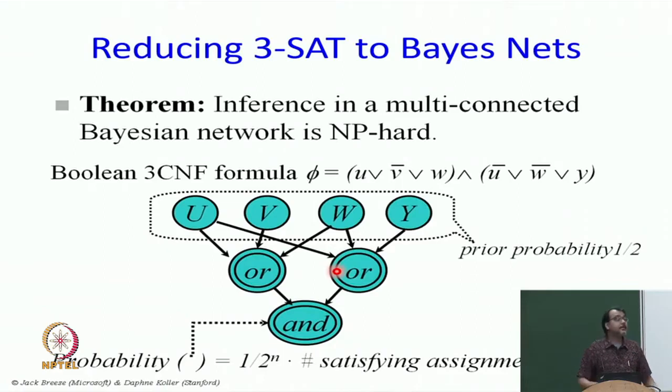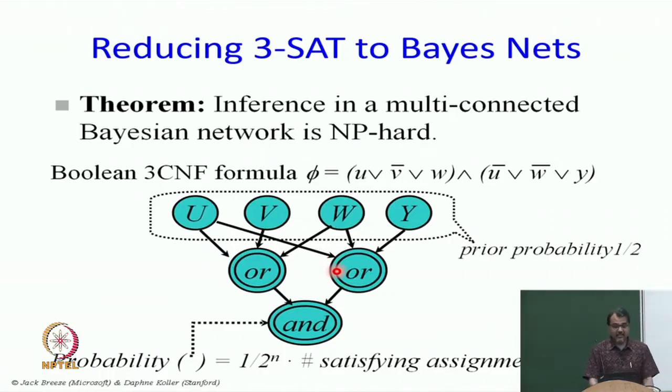So, what is the SAT problem? To figure out if the formula is satisfiable or not. Can we create a Bayes net and do inference over the Bayes net so that the answer to the Bayes net solution gives me the answer to the satisfiability problem? So, how do you do it? You take each logic variable and make a random variable out of it. So, u, v, w and y are all random variables, and you give them a prior probability of 0.5 to be true and 0.5 to be false.